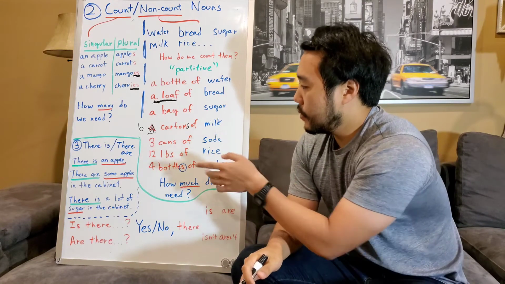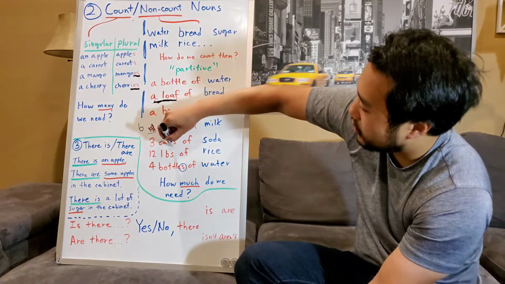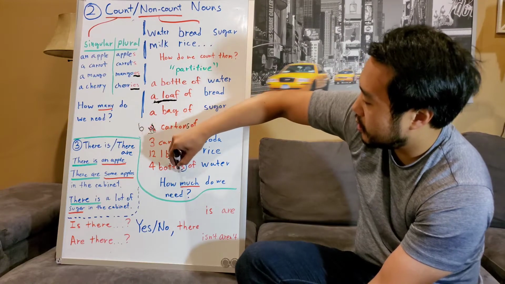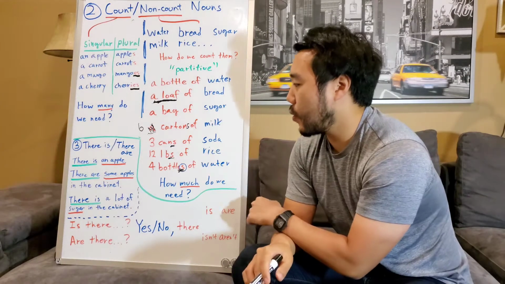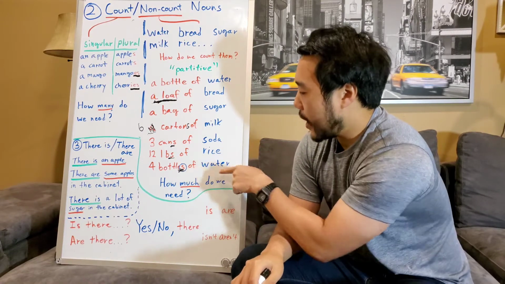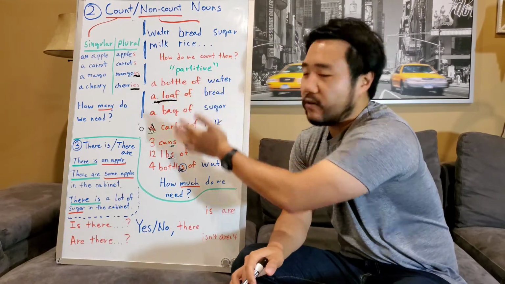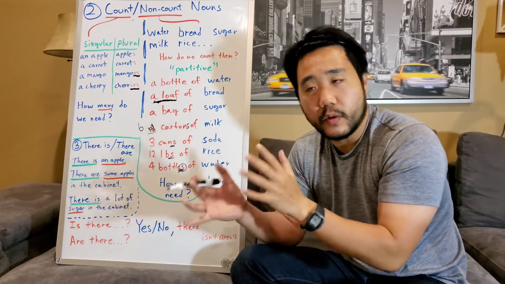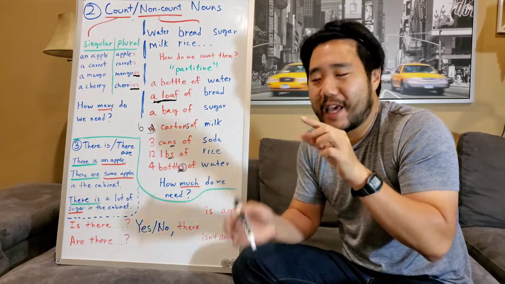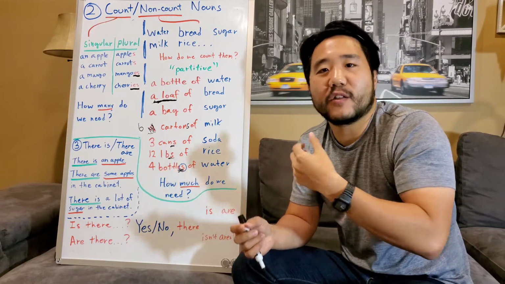So here are more plural examples. 3 cans, so you see S here, and S here. So 3 cans of soda, 12 pounds of rice, 4 bottles of water. So we use partitive to count them in a way, or measure them. Because these are something that we cannot count easily, because they can be divided into way smaller pieces.